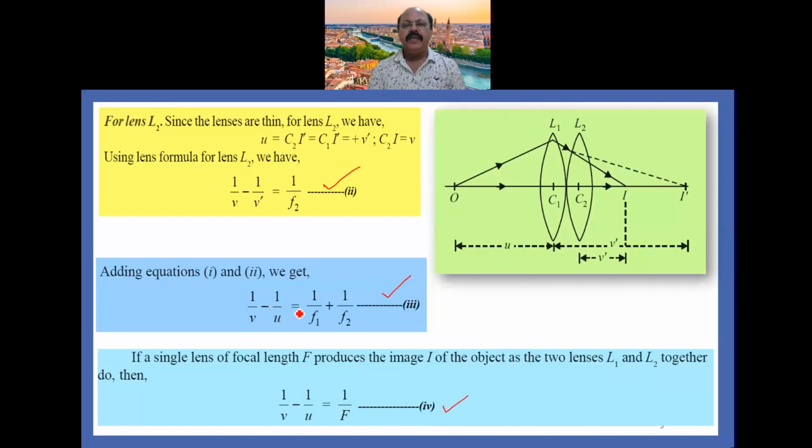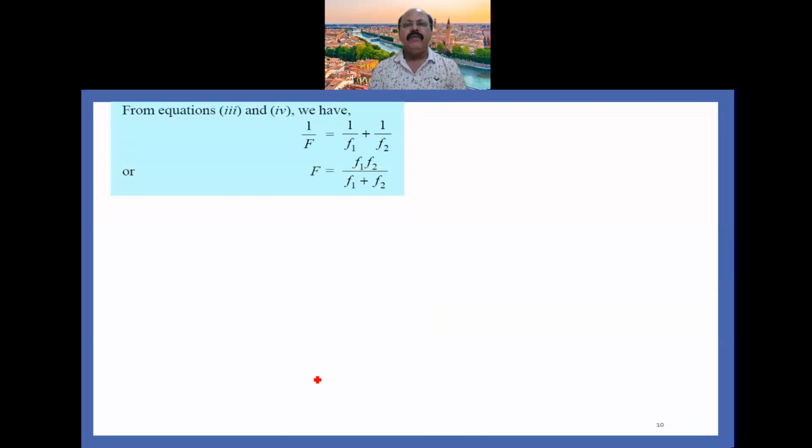Then in place of this 1 upon V minus 1 upon U, we can write this 1 upon F. So from equations 3 and 4, we get 1 upon F equals 1 upon F1 plus 1 upon F2. That is, F equals F1F2 upon F1 plus F2.